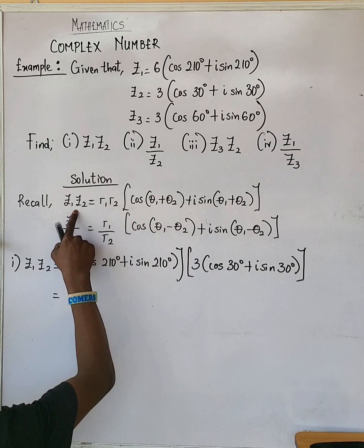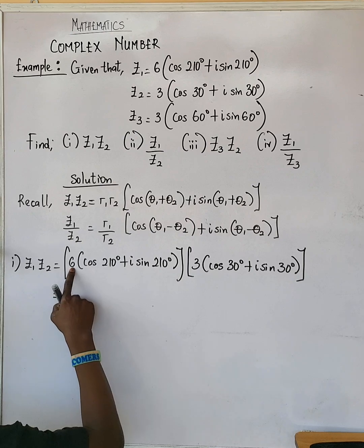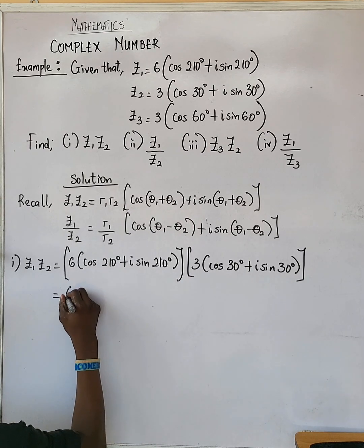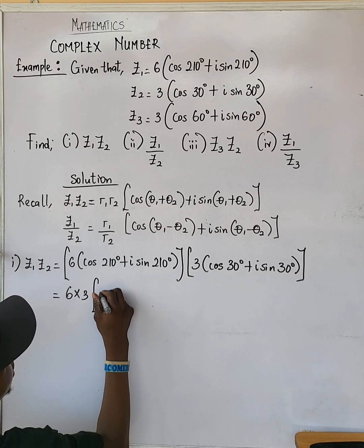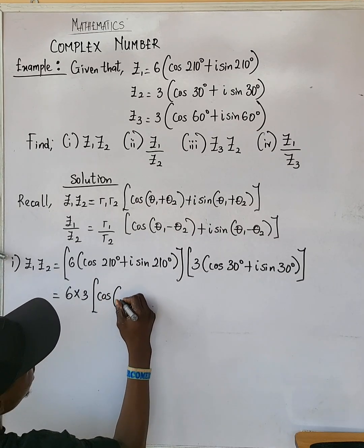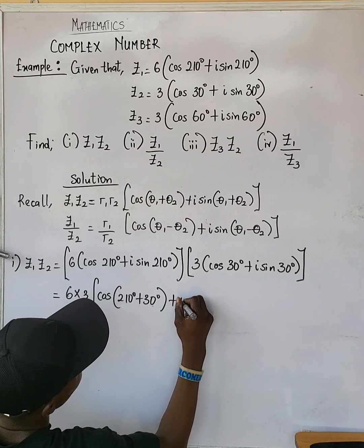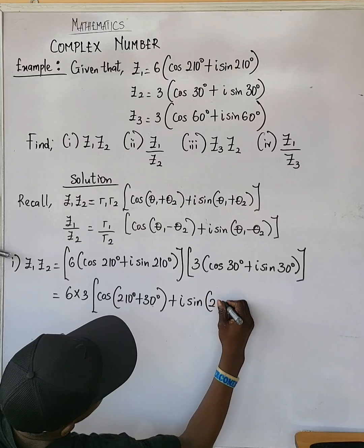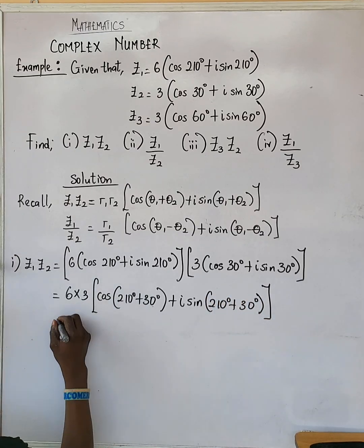Using the knowledge of this multiplication, what do we say? We say r1 will multiply r2. This is our r1 for z1, then this is our r2 for z2. So you say 6 multiplied by 3, into bracket cos. This is just like theta 1, and this is just like theta 2. So you say cos 210 plus 30 degree, then plus i sine 210 degree plus 30 degree.